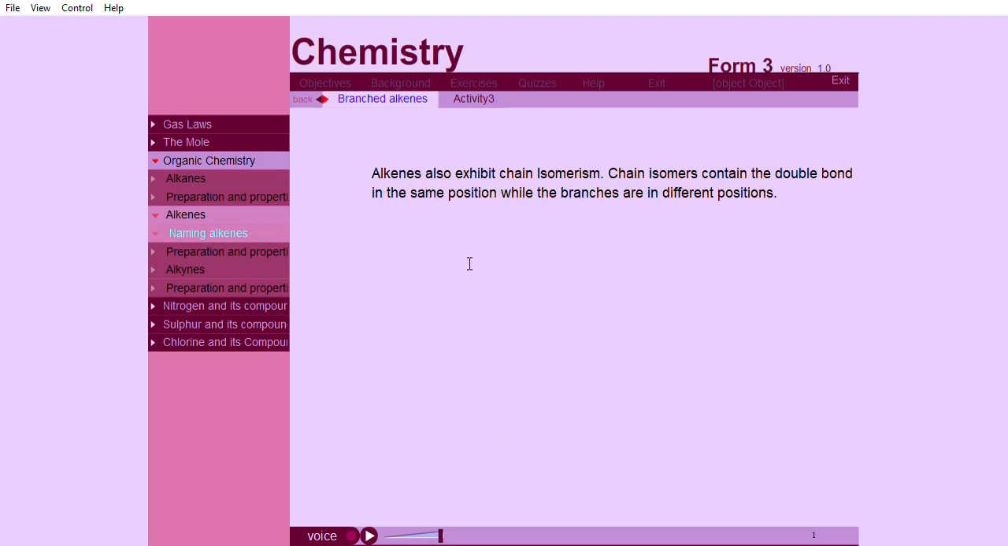Alkenes also exhibit chain isomerism. Chain isomers contain the double bond in the same position while the branches are in different positions.